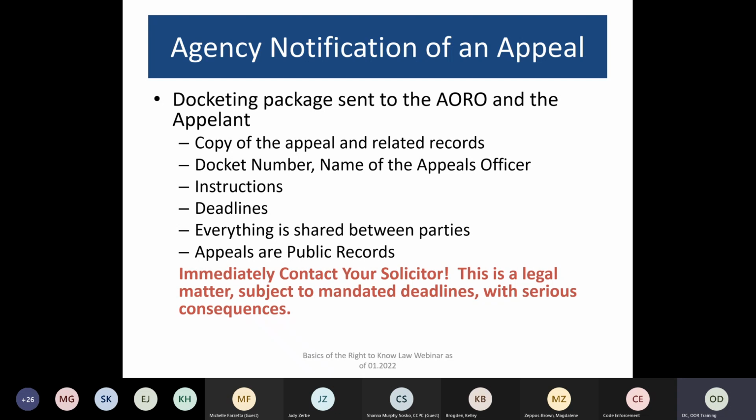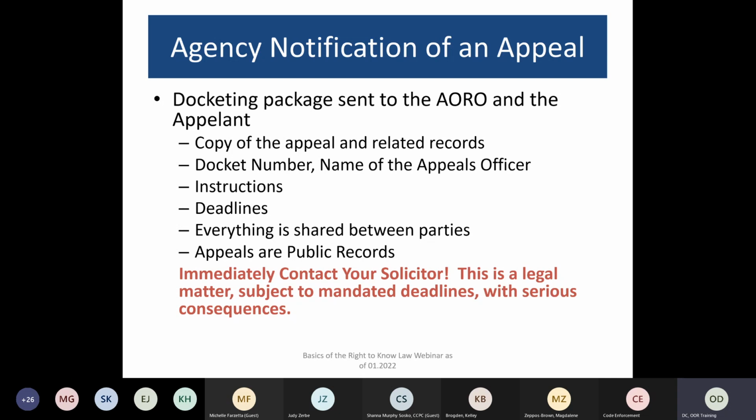Now, if you are an agency employee, or let's say you're an AORO participating here today, and you receive a notice of appeal, best piece of advice I'm going to give you today, most important takeaway, is run, do not walk to your solicitor. Everything I've described up till now is an administrative process. Once an appeal is filed, it is a legal process. The Supreme Court of Pennsylvania has identified the Office of Open Records as an independent quasi-judicial tribunal. Yeah, that's a mouthful, but for our purposes here today, we are a court. And the higher level courts hold us accountable to adhere to these deadlines. Therefore, we must demand that you do the same.